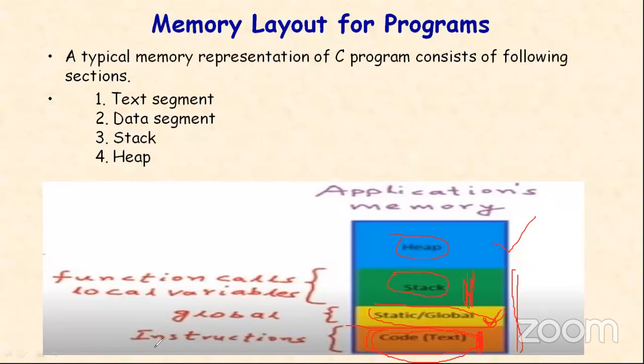Your program lines, the instructions, are stored in the code segment, and global variables as well as static variables are stored in this static or global segment. Your local variables and the function calls that you specify in your C program are stored in this stack memory. Okay, so let us observe one example. I will discuss a few examples here.